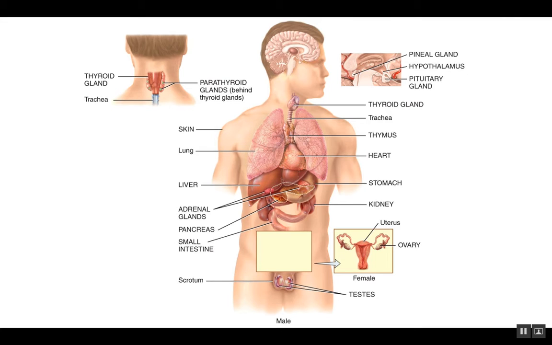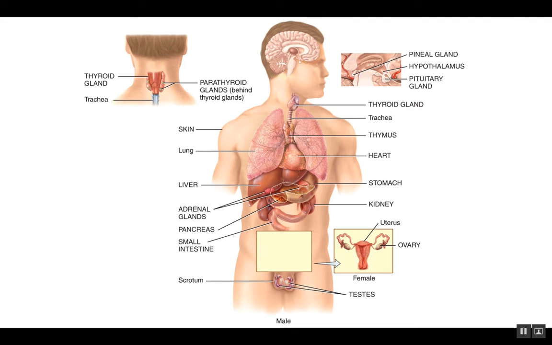You'll notice that many of these organs you wouldn't necessarily consider part of the endocrine system. For instance, the heart, the stomach, the kidneys, you don't typically think of as producing hormones, yet they actually do produce hormones. But we're going to save a lot of those for the end of the PowerPoint.